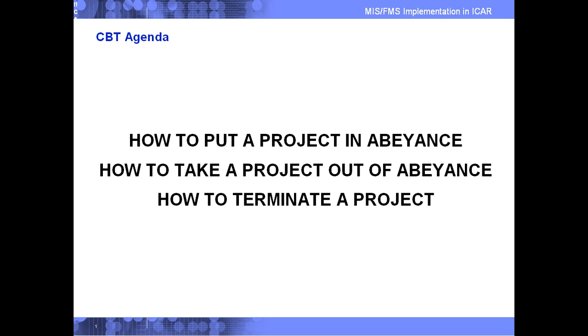This process is done by the PME cell. So only the PME cell has the authority to put a project into Abeyance or to take it out or even to terminate a project. And secondly, as soon as a project is put into Abeyance, after that you cannot update any of your work plan or your activities. Also you cannot make any financial transactions against that project. So till the time the project is in Abeyance, neither its activities can be updated nor can you purchase anything against that project or do any sort of financial transactions in the system.